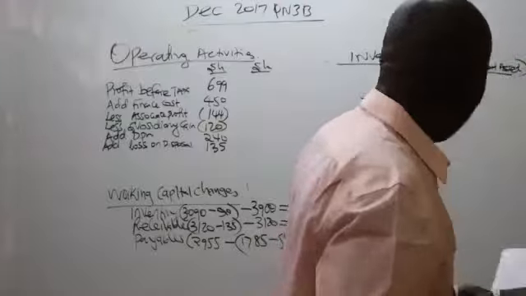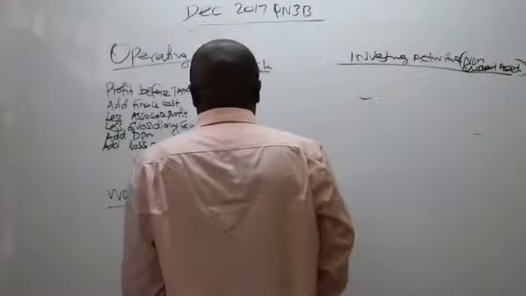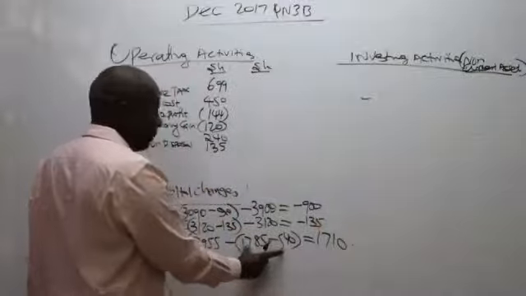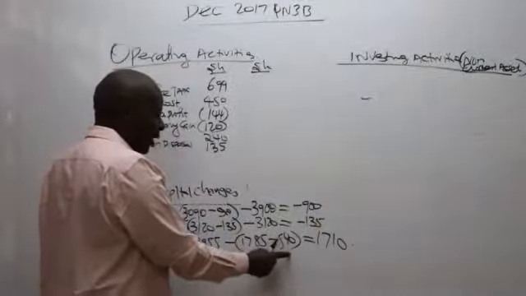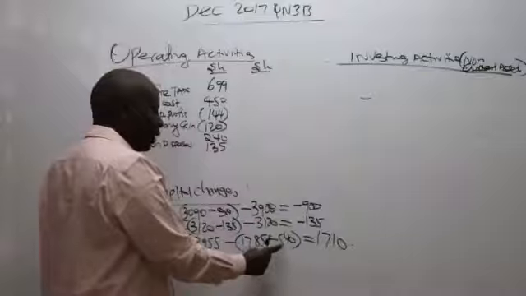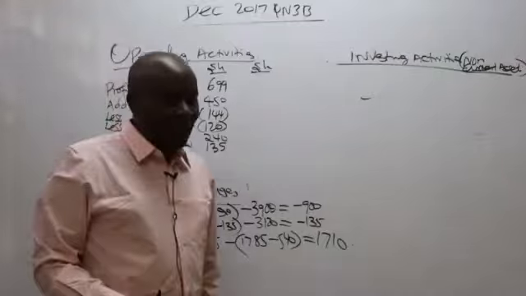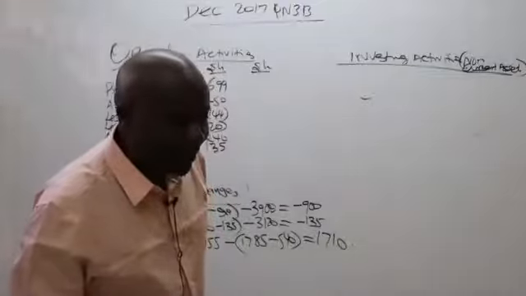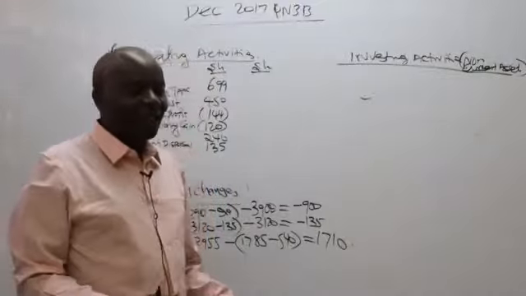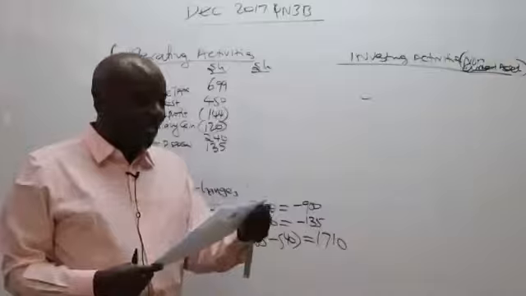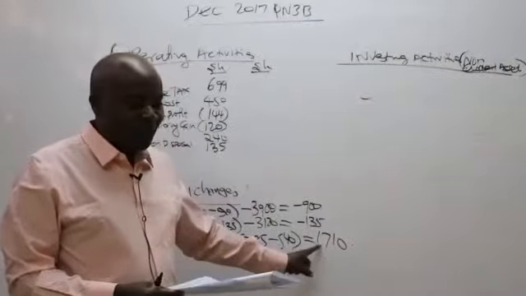Tumia brackets poa. Unaambiwa hapa, tafadhali. Kwanza kuja hapa kwa hii bracket. Sema 1785 minus 540. Unapata ngapi? And then whatever you get, deduct it from 29.55. Are you able to get that 1710 positive?